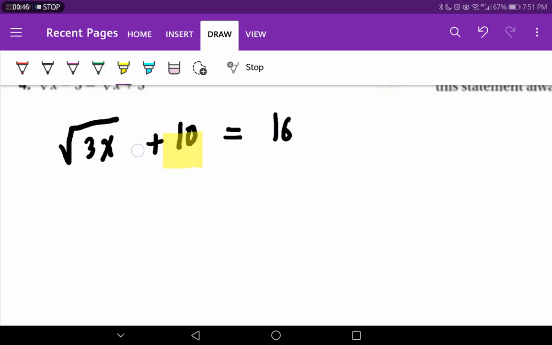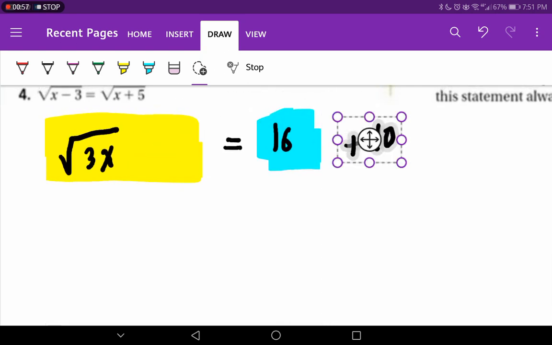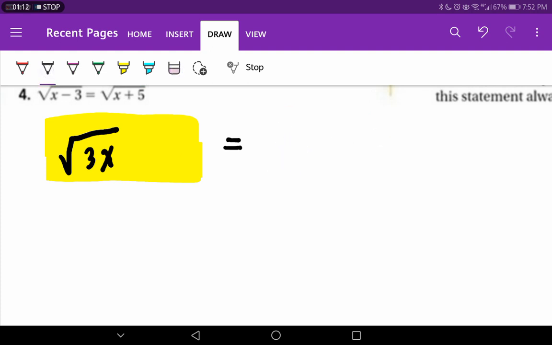So as we learned before, this is the left side and this is the right side. The first step, I have to make the radical alone, so I have to throw this 10 to the right side, but under one condition, it must be negative. So 16 minus 10 gives me 6. This is the first step. Is it hard? Actually no. So the left side is radical 3x and the right side is 6.